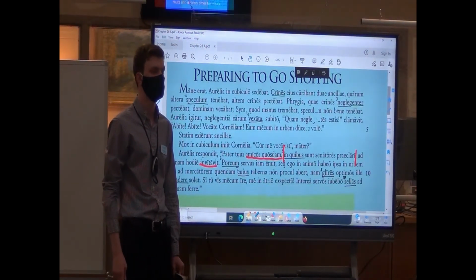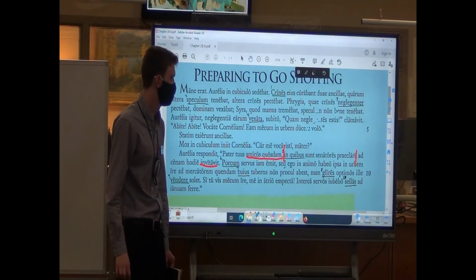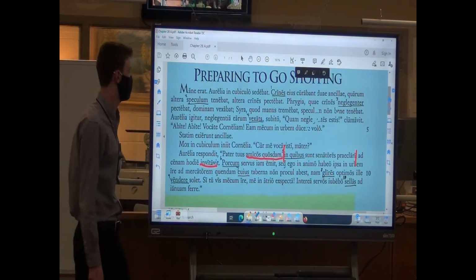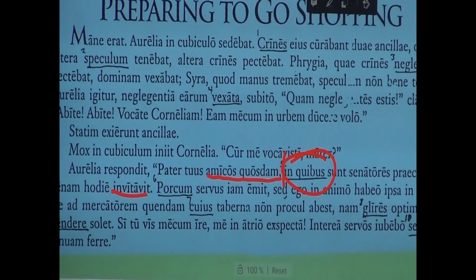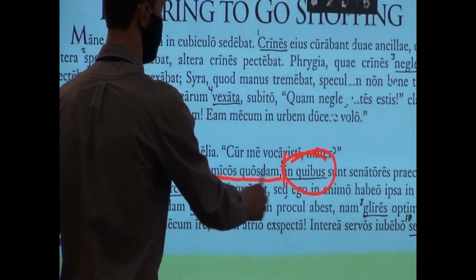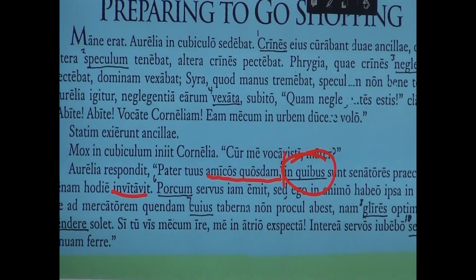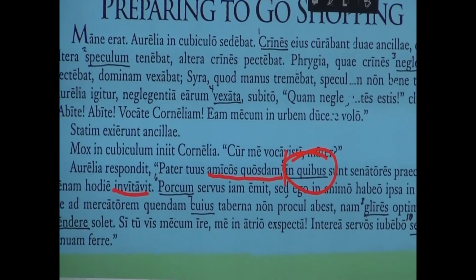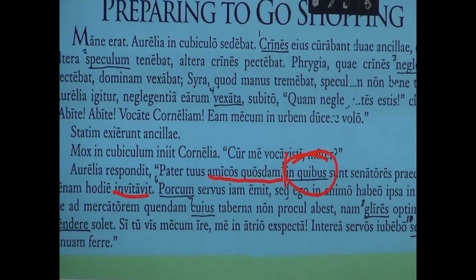Among whom are famous senators. You said famous senators? Yes, that's right. So since you didn't do much of the translating, what is the relative referring back to? What is it referring back to in the main sentence? What's its antecedent? Who was invited? Among whom are the famous senators, but what's the antecedent?